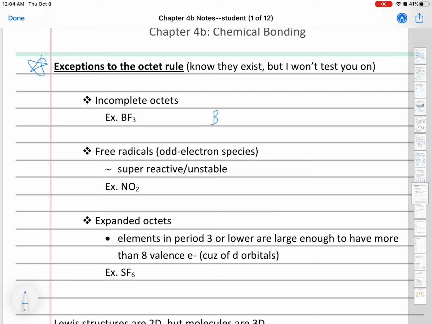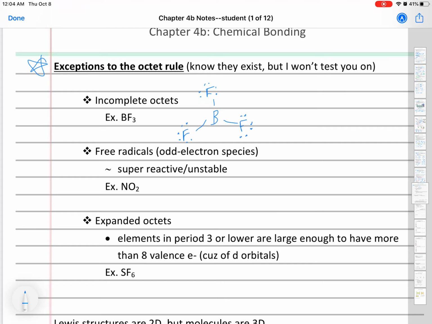So BF3 is one. BF3's Lewis structure looks like this. Boron in the center and fluorines around the outside. Each of the fluorines has a full octet, but the boron in the center just has 6 electrons around it, and it's okay. It's cool like that. Some other exceptions, free radicals.